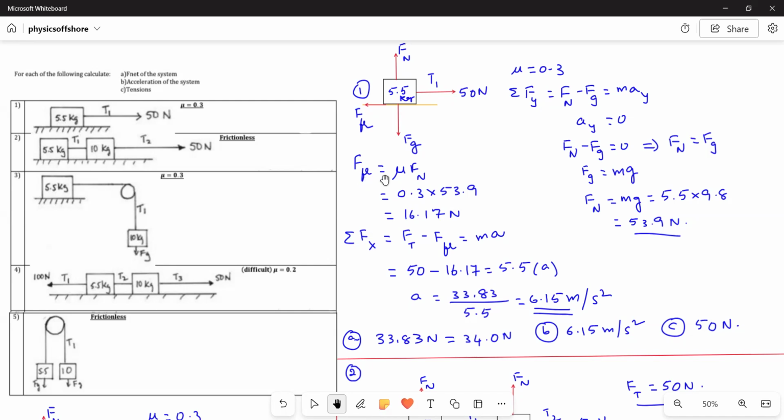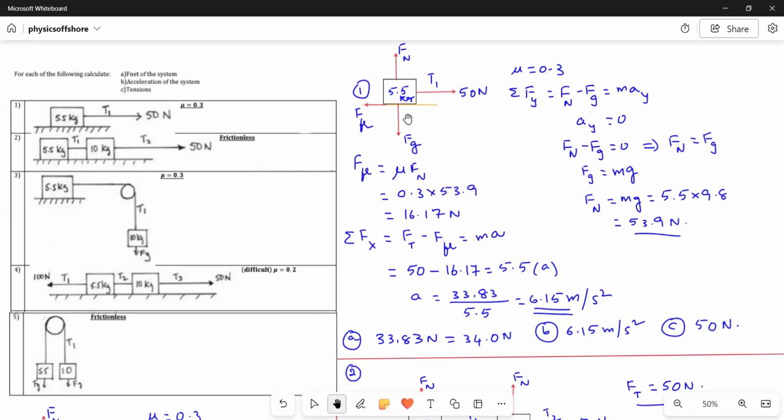We know friction is equal to mu Fn. Substituting these values, we get friction is equal to 16.17 newtons. Please check the calculations with your calculators before submitting. Some of you may be taking this as homework help and submitting it as it is. Sometimes I may go wrong when using the calculator, so please check with the calculator and then submit the assignments.